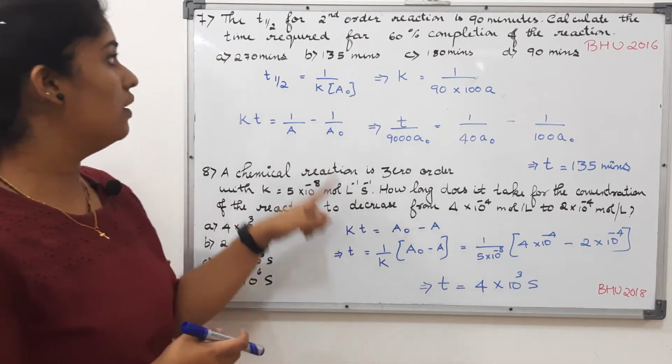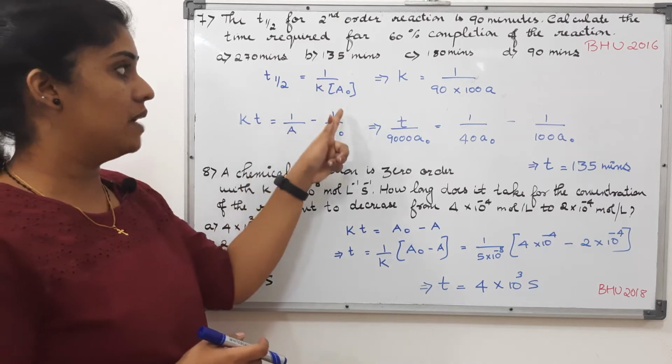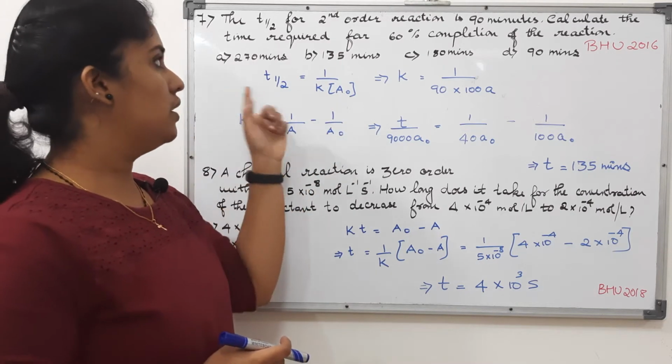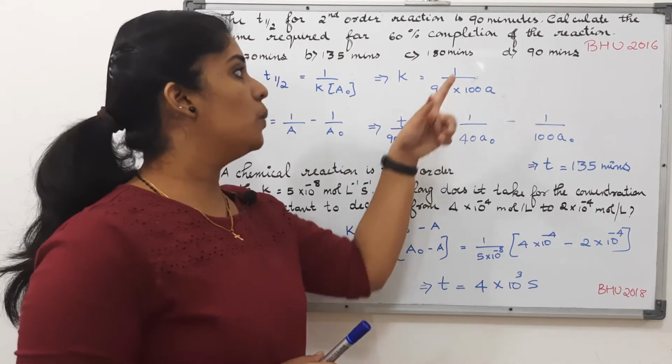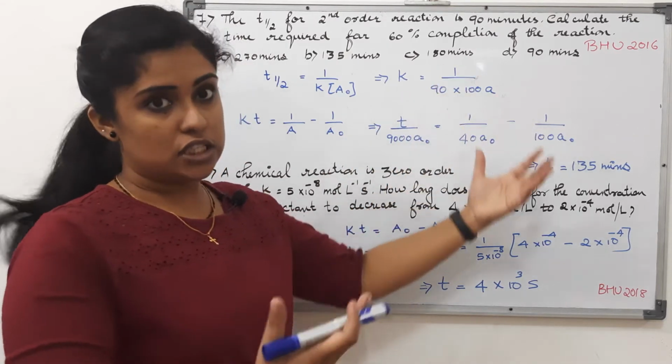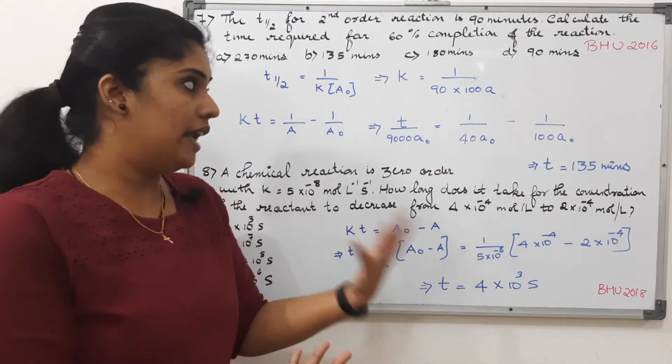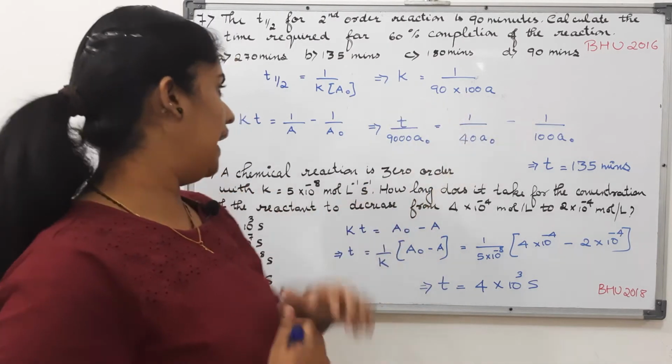So for second order, T half is 1 by K times A naught, and putting the value of T half to be 90 minutes, my K would come out to be 1 by 90 into my initial concentration. I took it as some 100 A. So it was 90 into 100 A.